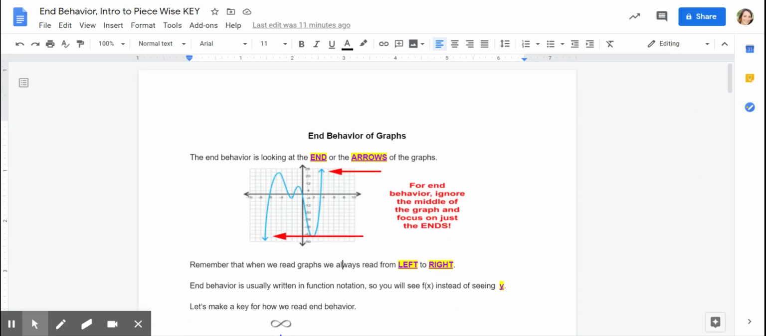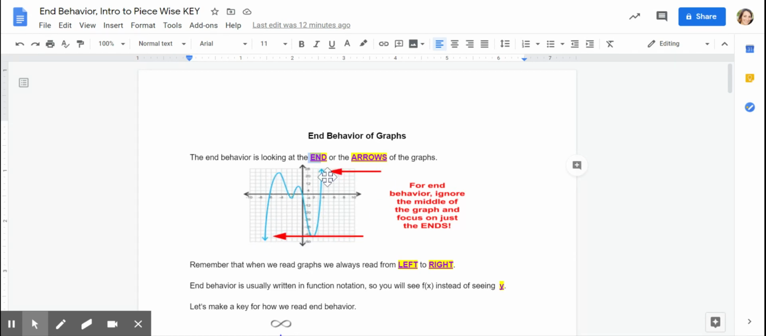All right, so let's talk about end behavior of graphs. The end behavior is looking at the end of the graph. So that means we're going to look at the arrows. Most graphs have them, sometimes they're left out, but you want to make sure wherever your line goes, you're just focused on the end. You can ignore the middle of the graph and just focus on the ends.